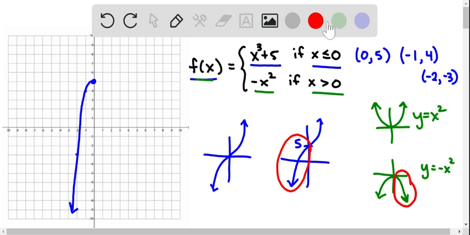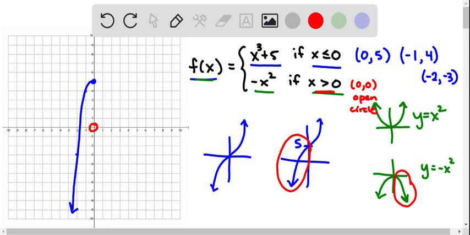So we're going to start at 0, 0 with an open circle. Open circle because this says greater than 0. It doesn't say greater than or equal to. So that's our starting point.